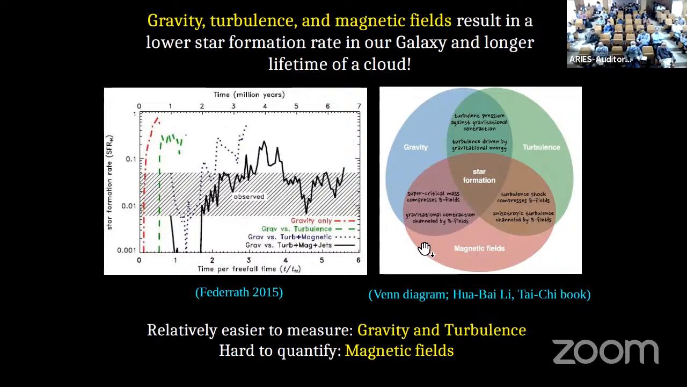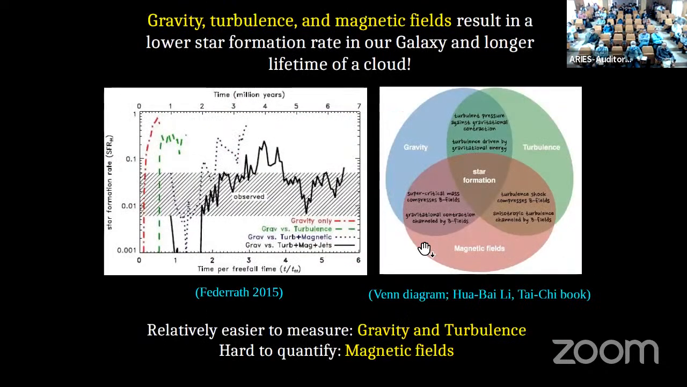And we need protostellar outflows because the turbulence can decay within a free fall time scale. So we have to replenish the turbulence in the form of protostellar jets and supernova explosions, etc. And then when we have all three components and the jets contribution, you can see that the molecular clouds can live longer, and the star formation rate can be drastically reduced.